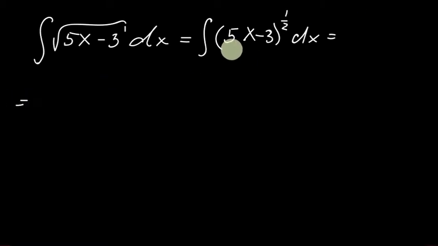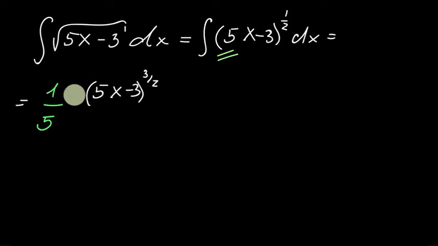We have a constant that we can't take out of our variable, so we write 1 over 5 times... now let's look at this as some variable raised to the power of 1/2, so it would give us that this is 5x minus 3 to the power of 3 divided by 2, divided by 3 over 2.